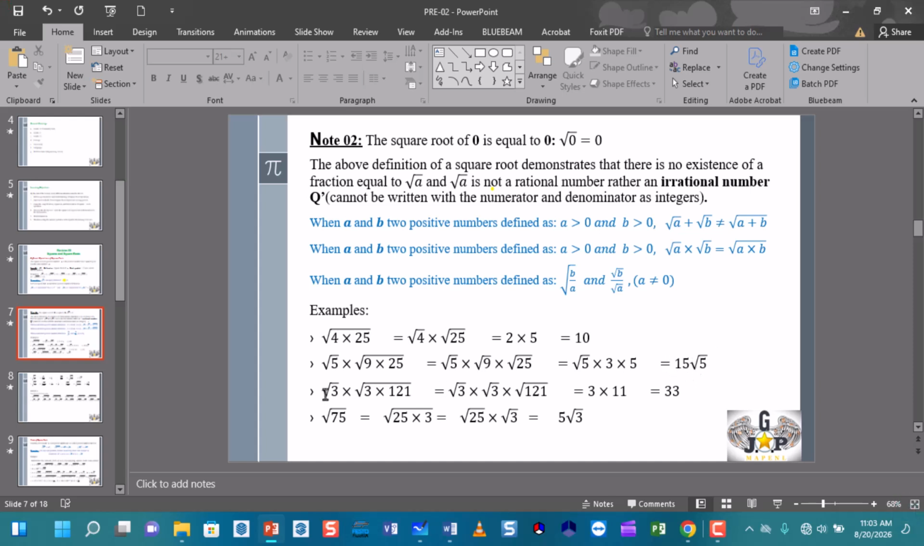If you go to the next example, we have square root of 5 times square root of 3 times 121. It gives you square root of 5 times square root of 3 times square root of 121. Square root of 3 itself is not a square number, because there's no exponent to 3. It's a positive whole number, so it will remain the way it is.